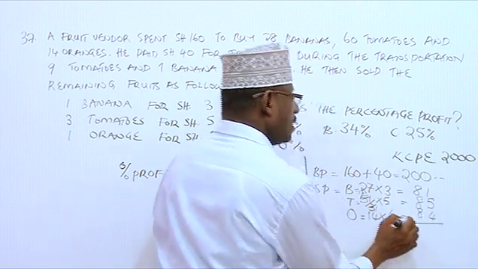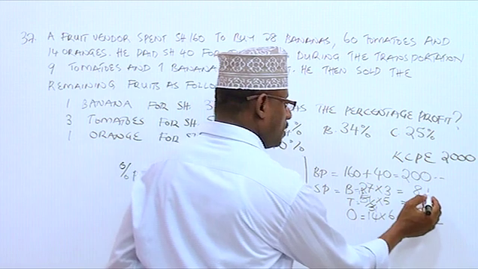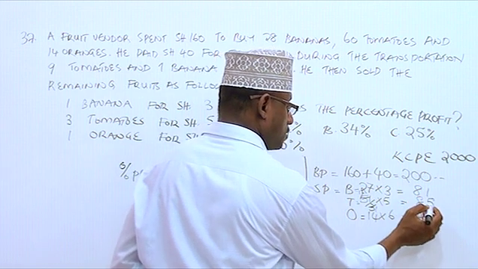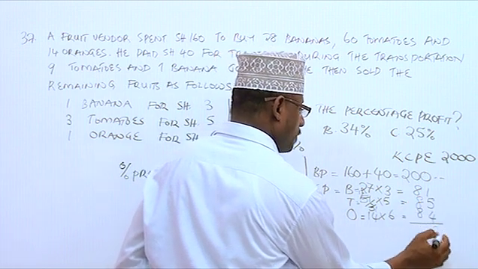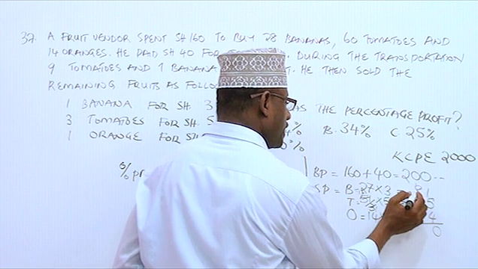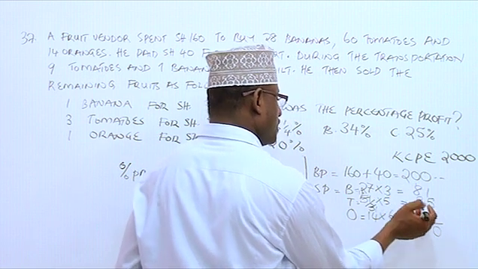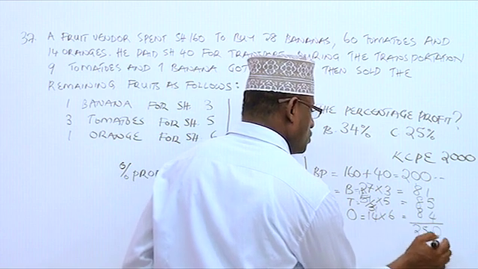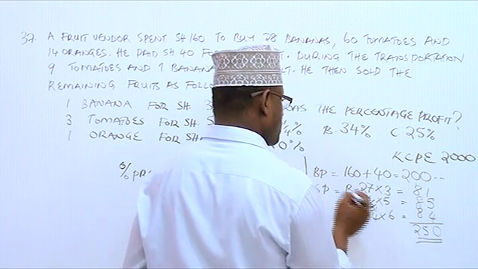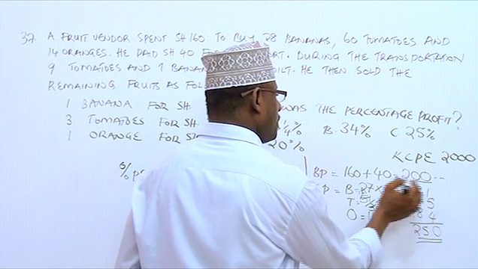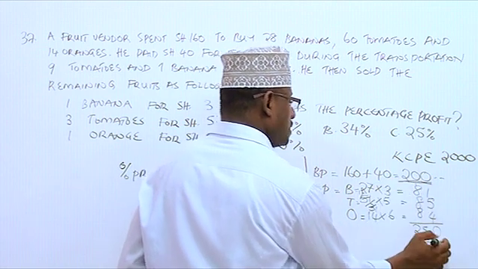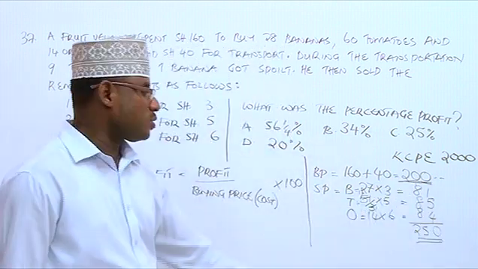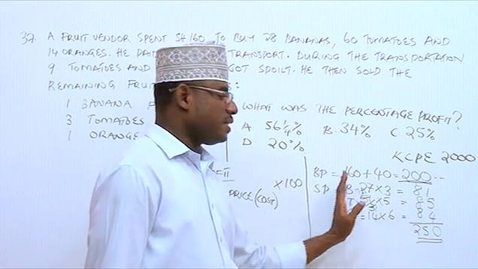So when we add, we get 1 plus 5, 6. 6 plus 4 is 10. Carry 1. 1 plus 8 is 9, plus 8 is 17, plus 8 is 25. So this is the selling price. This is the total amount he got after selling.